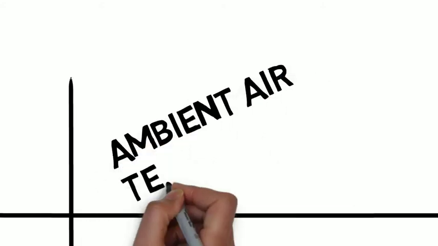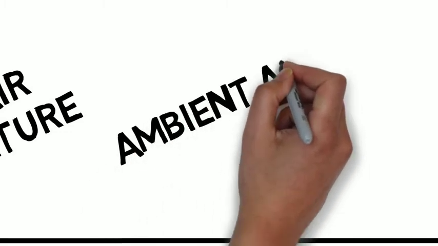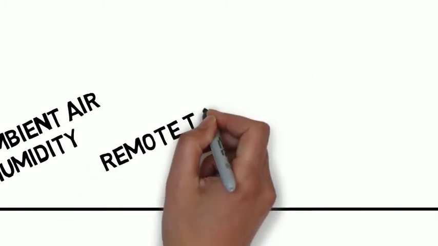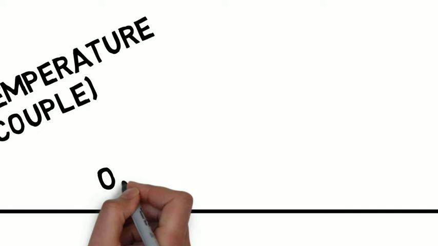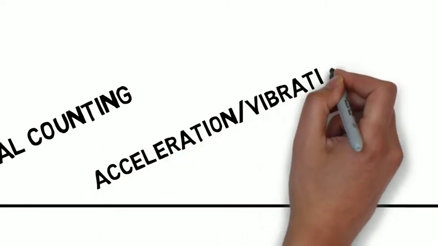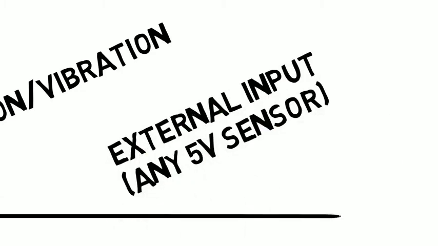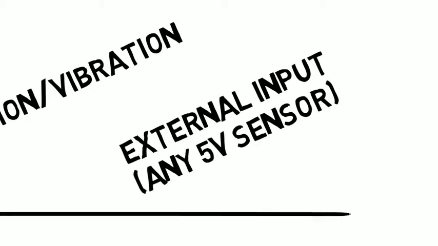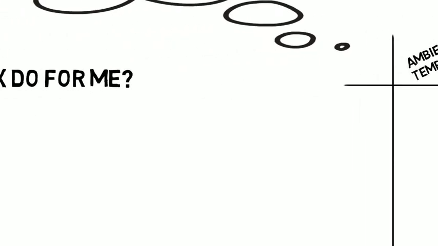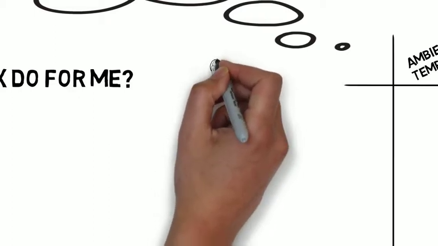MINX measurements can fall into 6 categories: ambient air temperature, ambient air humidity, remote temperature or thermocouple, optical counting, acceleration or vibration, or with MINX's external input, MINX can monitor any 5-volt or 20 milliamp current loop sensor provided by the customer. Okay, that's not helpful yet, we know. Let's take a look at some real-life examples.